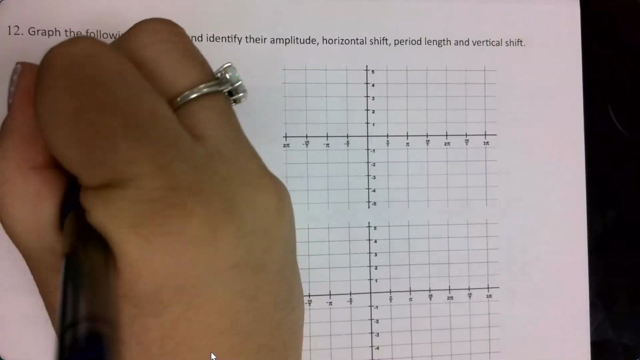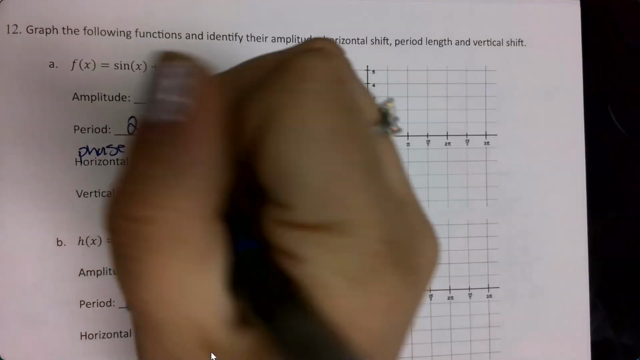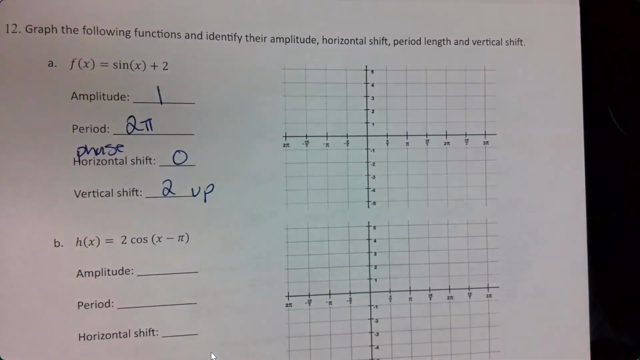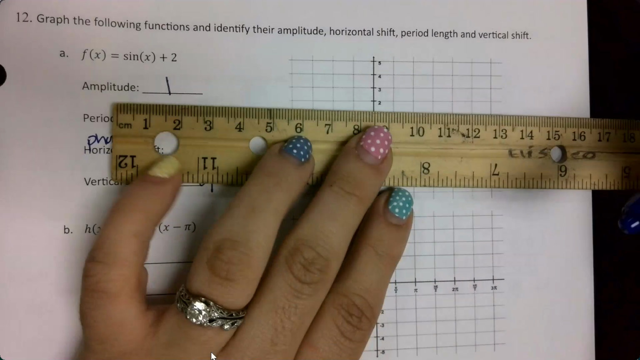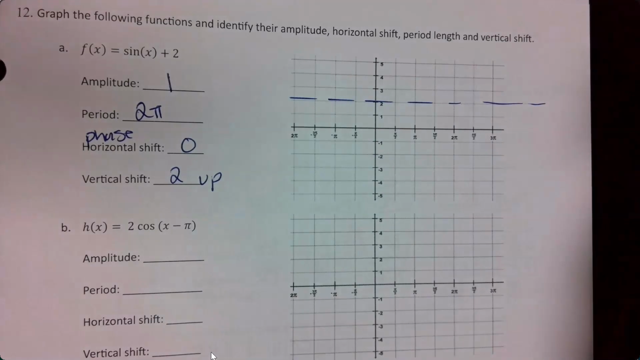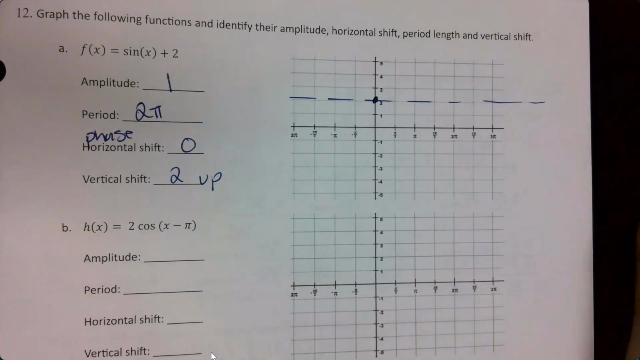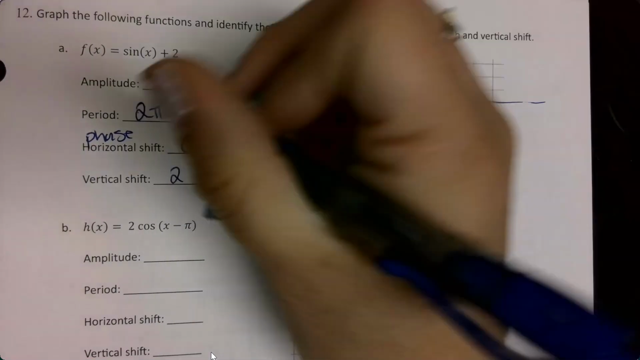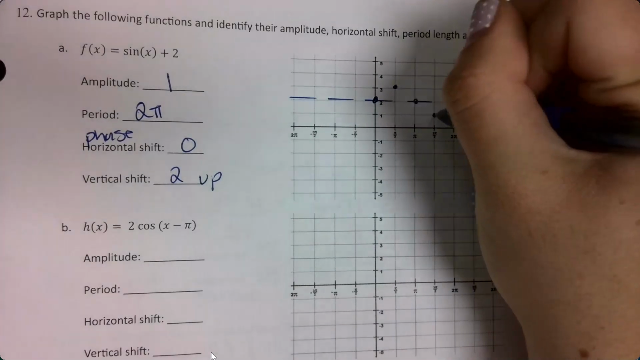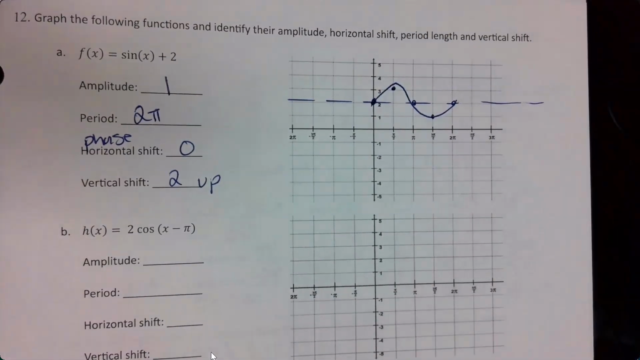Horizontal shift is the same thing as my phase shift, so if something is added or subtracted inside my parentheses. There's nothing. My vertical shift is 2 up, so that is going to change my midline. I'm going to go up to 2 and draw my midline. This one's sine, so I start at 0. Because it's a period of 2 pi, everything is going to be counting by pi halves. My amplitude is 1, so I go up 1 from my midline, back to my midline, down 1, and back to my midline, because sine always starts at 0.